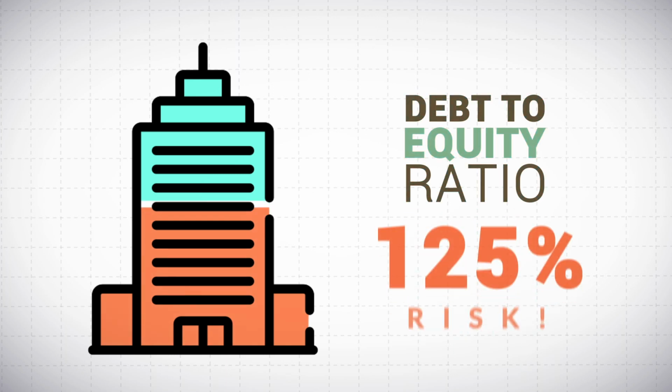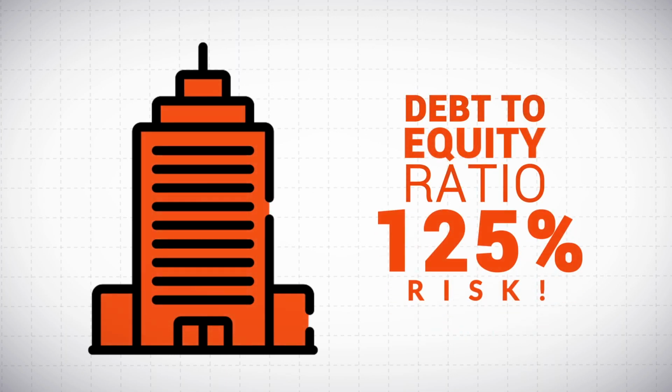Whereas a company with 125% debt to equity ratio is considered a very risky investment because you're basically buying their debt. Would you buy a house worth $100,000 for $125,000? No, right? It wouldn't make any sense. So why would you buy stocks then with 125% debt to equity ratio?